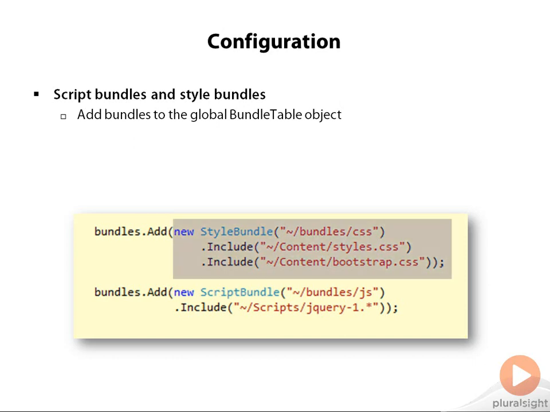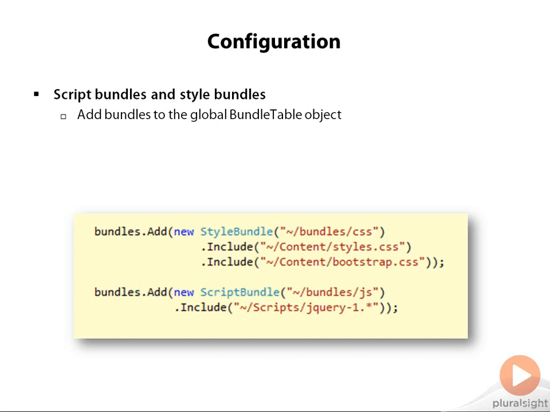The code on the screen is first constructing a new style bundle, and the constructor parameter, ~/bundles/CSS, that's the virtual path that we can use to reach this bundle. In other words, if I add a style sheet link into my page with the href set to /bundles/CSS, what I'll get back is a single file that includes the contents of both styles.css and bootstrap.css in that order and in a single download. That's what bundling does.